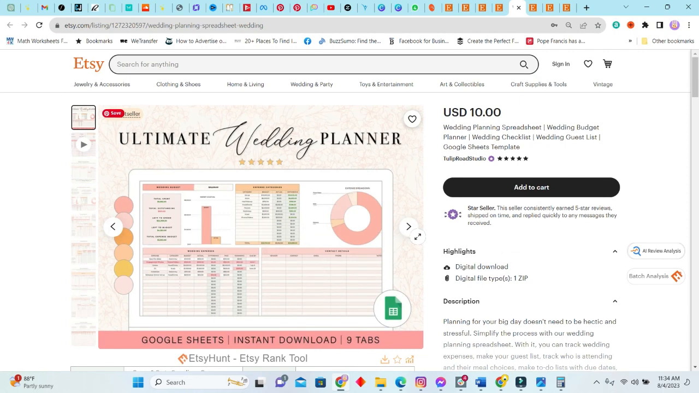So guys, this is something you got to eat up, okay? This is definitely a hot seller. The Ultimate Wedding Planner Excel template or spreadsheet, so you have to pay attention to this.